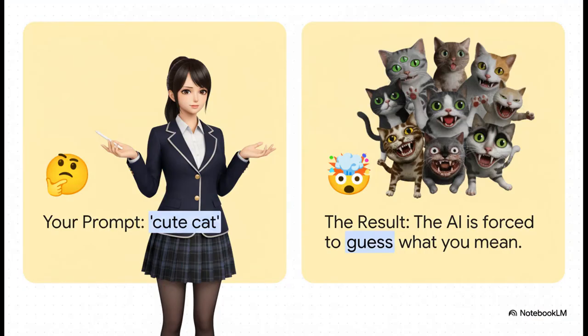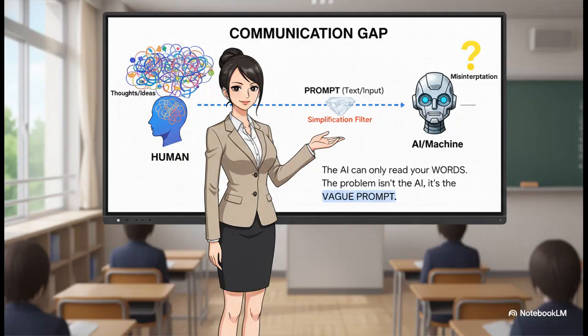Okay, let's use the classic example, cute cat. I mean, you'd think that's clear enough, wouldn't you? But the AI has to guess what you actually mean. Is cute a cartoon? Is it a photo? A tiny little kitten? The result is basically a lottery, and you often end up with something pretty strange looking. And here is the absolute most important thing to get. This isn't the AI's fault. It's not a flaw in the system. It's a communication gap. The AI can't read your mind. It can only read your words. And honestly, that's fantastic news, because it means you have the power to fix it.